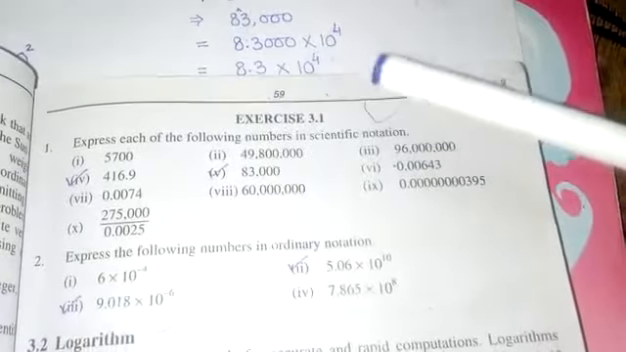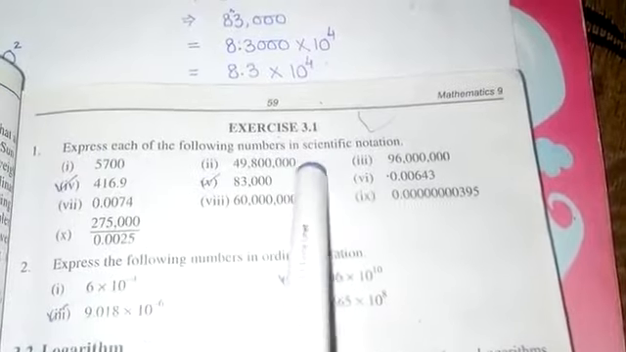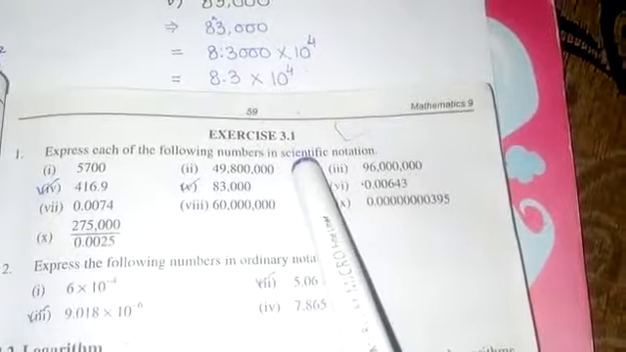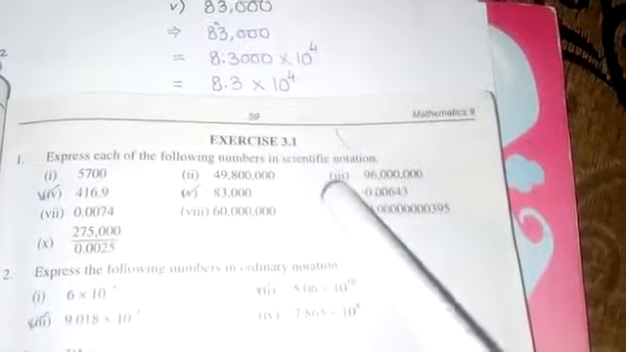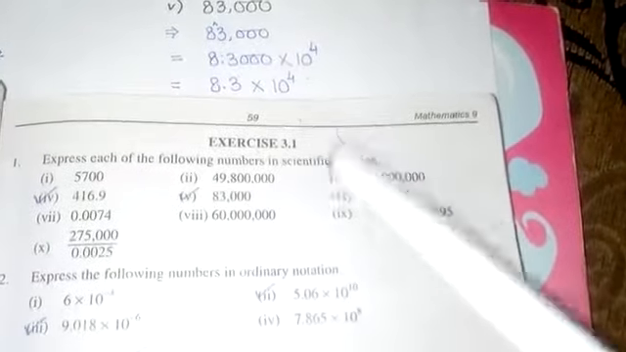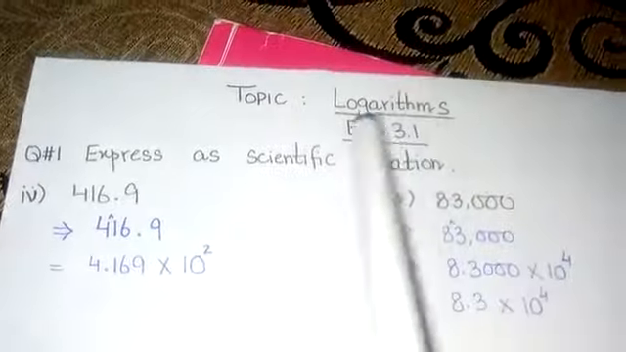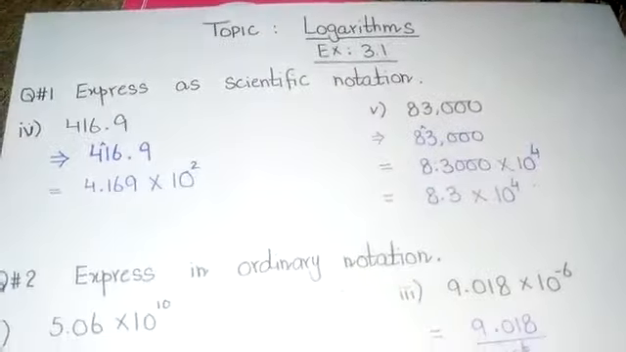Here we have exercise 3.1. The question number 1 of exercise 3.1 is: express the following numbers in scientific notation. Again, I have told you the numbers which are written in the form of a number times 10 raised to any power are called scientific notation. So let's see the solution. The topic is logarithm and the exercise is 3.1. The question is: express as scientific notation.